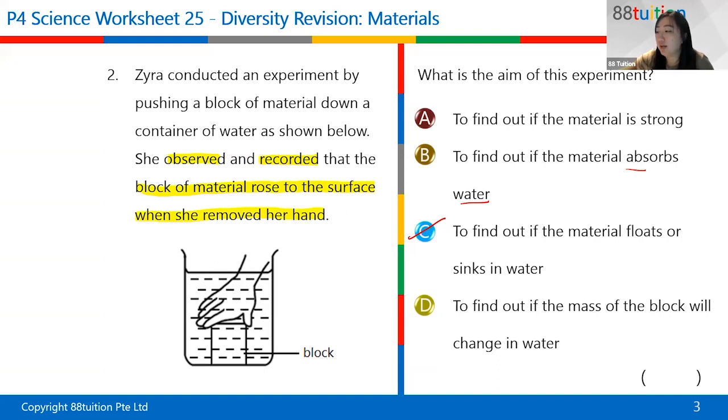So what she observes is going to be her results. These results tell us whether or not the material floats or sinks, and not whether the material absorbs water. Actually, when we push something down, we can test for absorbency as well, but because her results are to see whether it floats or sinks, the aim of the experiment is to find out if it floats or sinks. The answer is C.